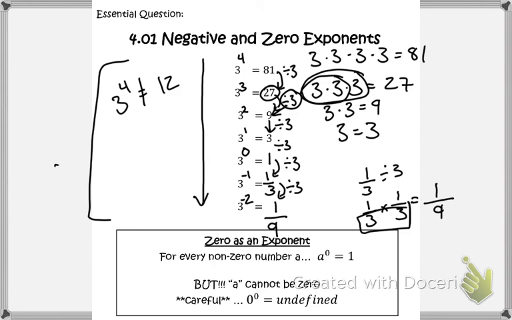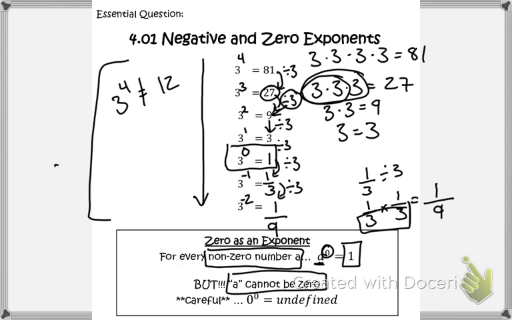So this whole part was to show you that anything to the 0 exponent is 1. So 0 as an exponent: for every non-zero a, anything to the power of 0 is 1. But the only rule is that a cannot be 0. You cannot have 0 to the 0. This would be undefined. Careful, 0 to the 0 is undefined. But anything else to the 0 power will give us 1.